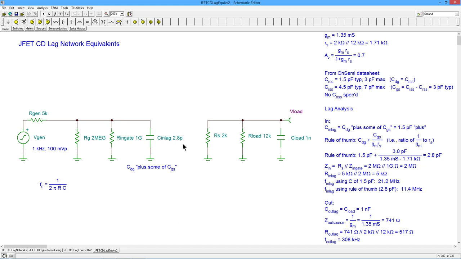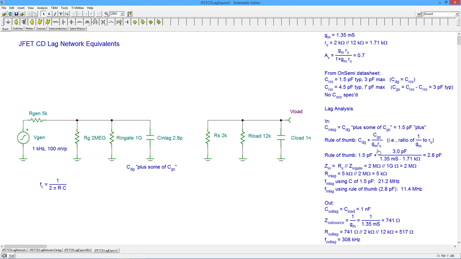What is this? The approximation is going to be CDG, scare quotes, plus some of CGS. Well, how much? If you ignore this second piece, then that's the first approximation I was talking about, where I was just saying a CDG is way bigger than CGS, so we just run with that. Well, if you don't have that situation, and in our case we don't, because CDG is 1.5 picofarads, and the CGS we're going to use is 3 picofarads.